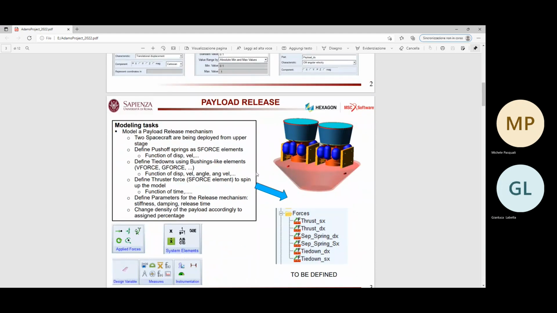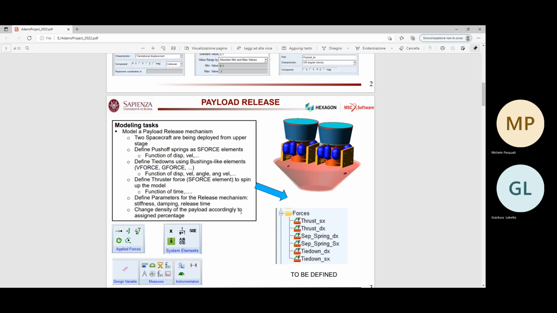So what you will be required to model is basically the push-off springs, so the separation springs, as force elements, the tie-downs using bushing elements. You will have to define the thruster force as S-force elements. And then, as a function of time, you have to define the parameters of the release mechanism, like the stiffness, damping, and releasing time. We have said at least 10 seconds for the overall maneuver. And you can change the density of the payload according to an assigned percentage, okay?